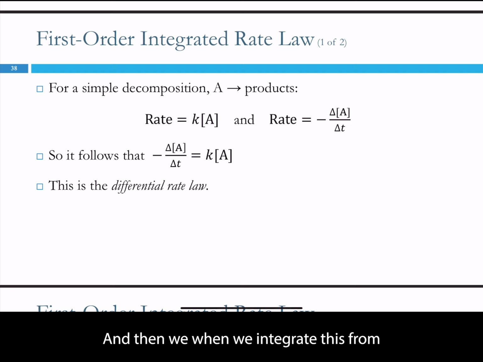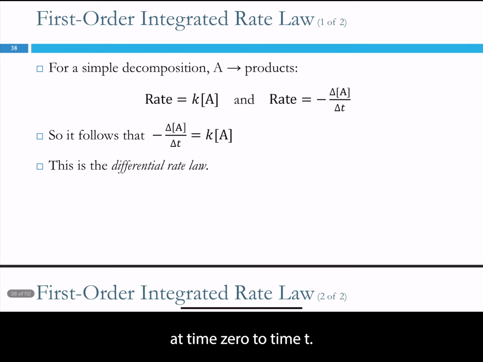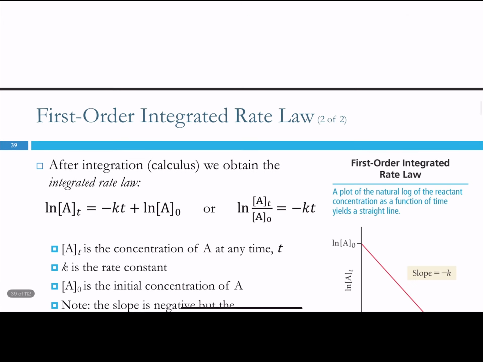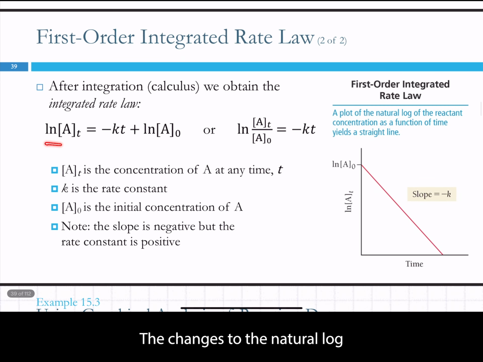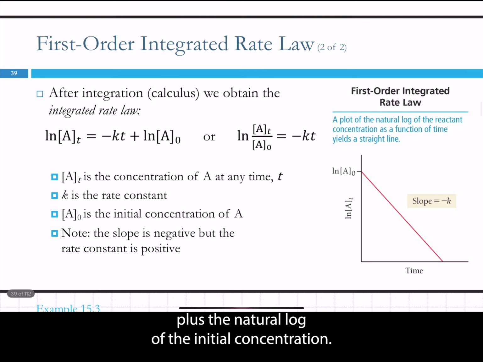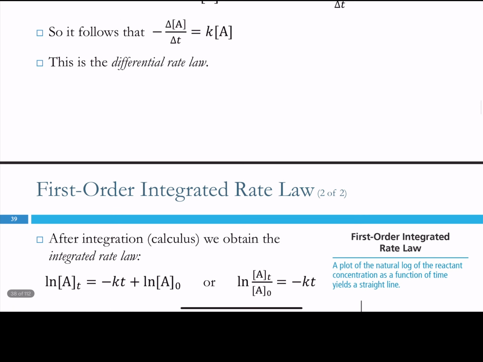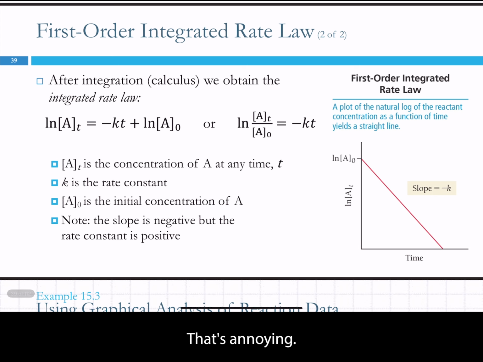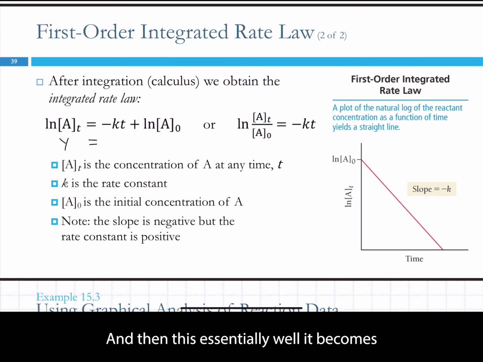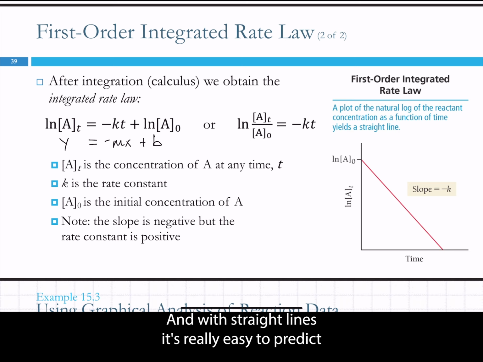And then when we integrate this from basically the concentration at time 0 to time t, that changes to the natural log of the concentration of A at time t equals negative kt plus the natural log of the initial concentration. That's annoying. And then this essentially becomes a straight line. And with straight lines, it's really easy to predict where that straight line is going to be in the future.